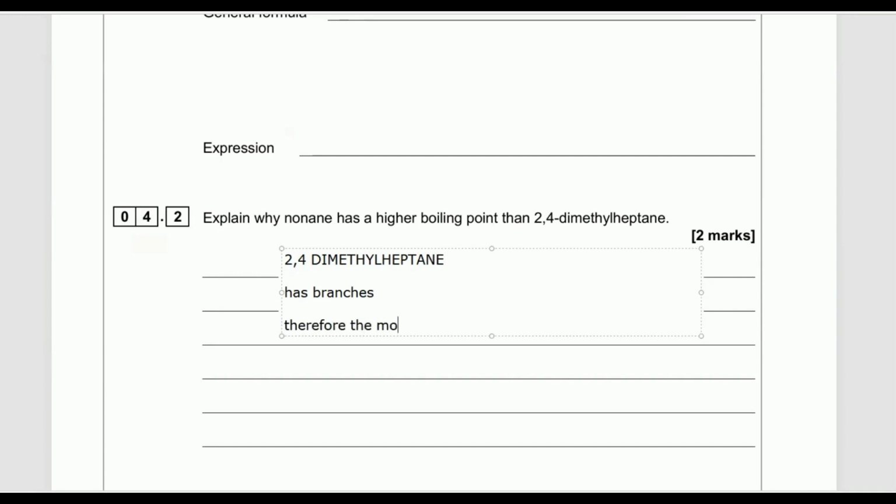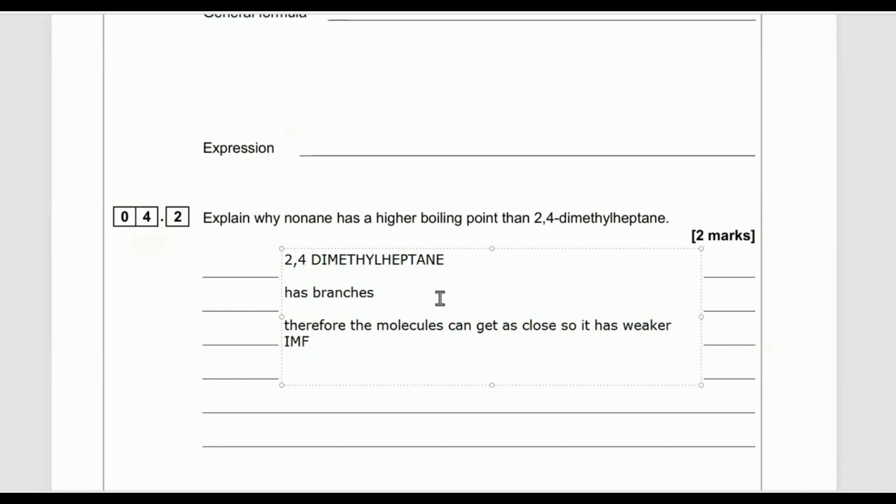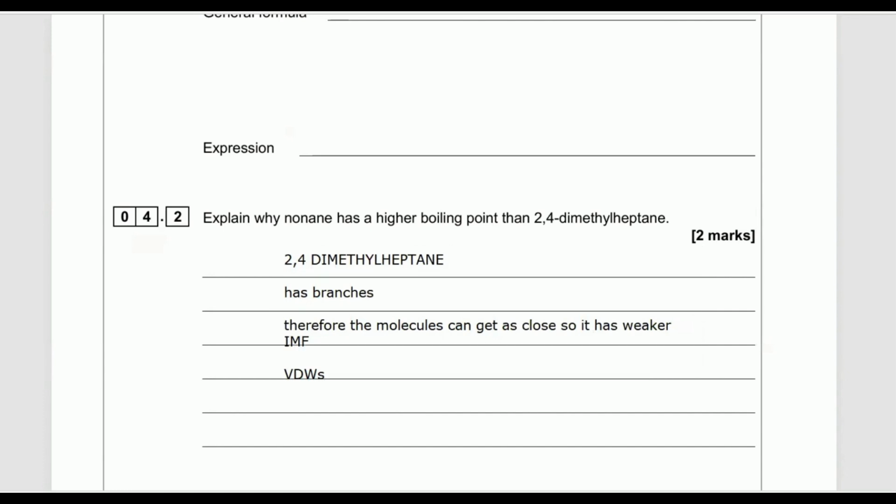Therefore, the molecules cannot get as close. So it has weaker IMF. You can't use abbreviations, but intermolecular forces or van der Waals forces. How do you spell van der Waals? So weaker van der Waals forces, weaker intermolecular forces, and that will get me the mark.